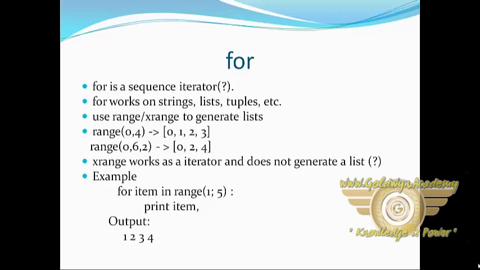Range 0, 6 and 2, so that means in between 0 to 6 we increment by 2, so 0, 2 and 4. Xrange works as an iterator and does not generate a list. Like example, for item in range 1 to 5 and colon and print the item. So our output is 1, 2, 3 and 4.